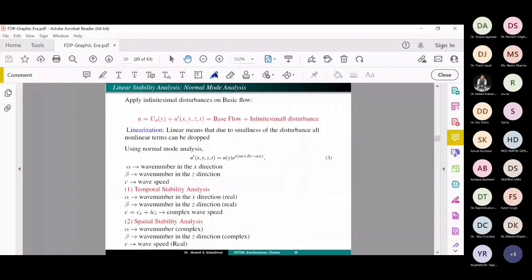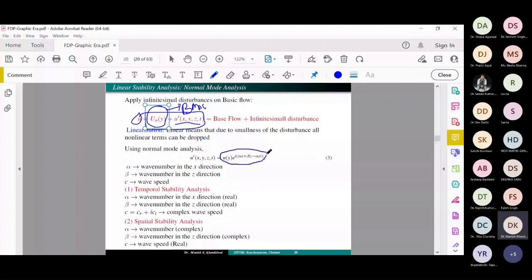Yeah. So this part is the basic flow. If I know the basic flow, then I use the disturbance. This part is the disturbance. So in the stability analysis, we start with the basic flow plus the disturbance. Now the original U is replaced by these two quantities in the main governing equations, and that disturbance is in periodic form. This is the periodic structure.